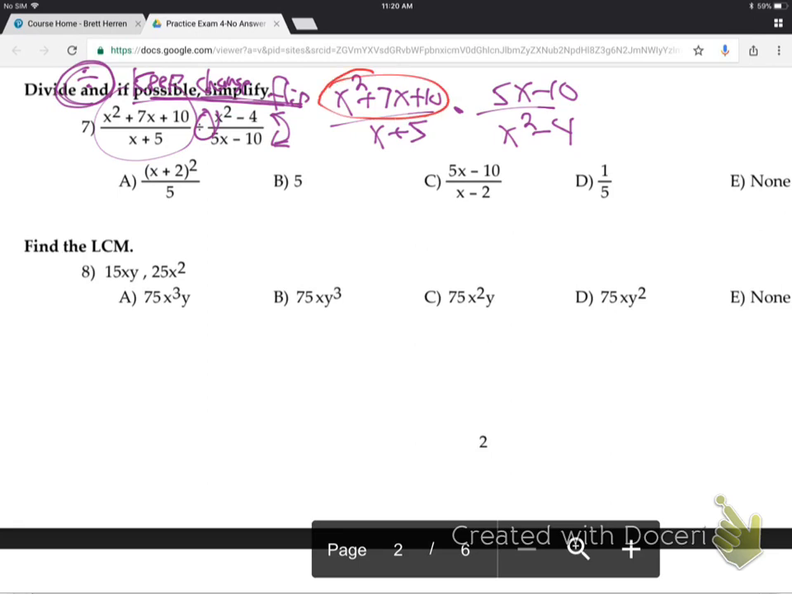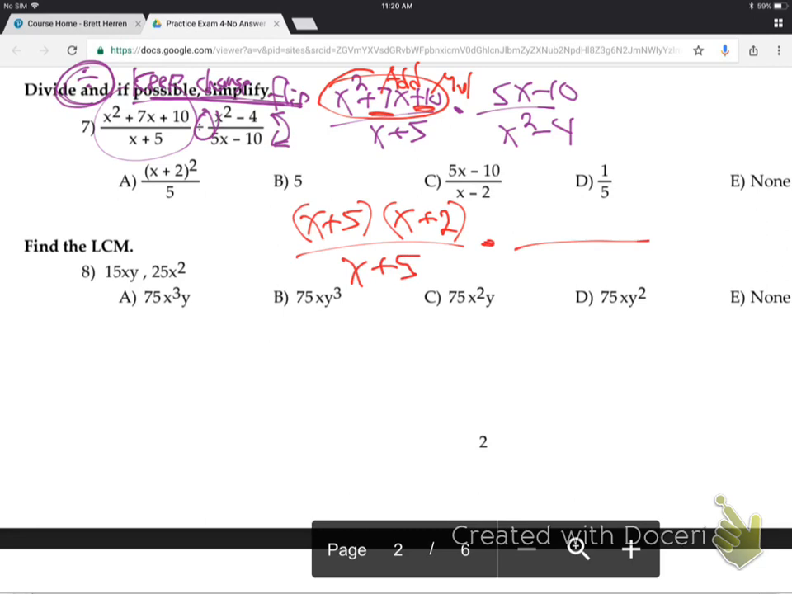So let's start with this one. It needs to be factored. Couple parentheses. What multiplies to be 10 and adds to be 7? Plus 5, plus 2. Everybody good with both pluses on that? So x plus 2 times x plus 5 over, and then on the right side, how do we factor 5x minus 10? Take 5 out on the outside, with x minus 2. Good. And how do we factor x squared minus 4? X minus 2, x plus 2.